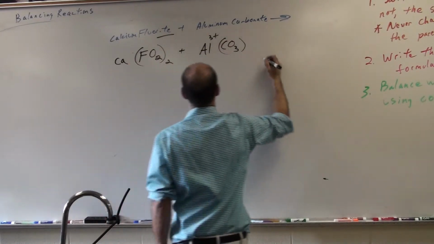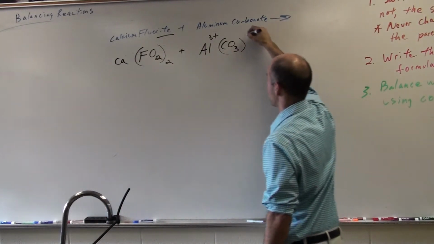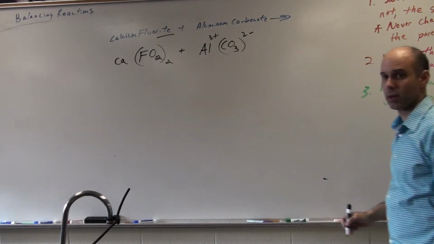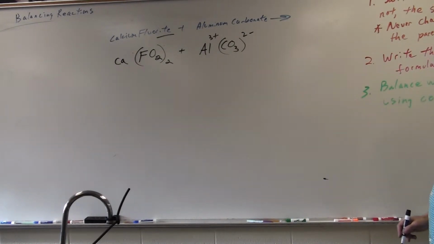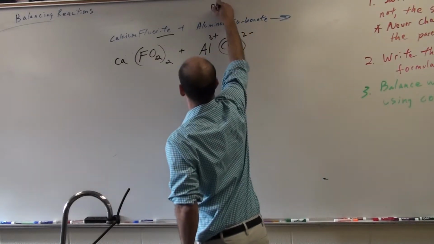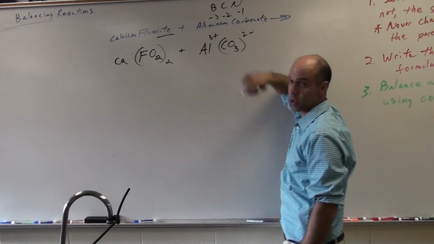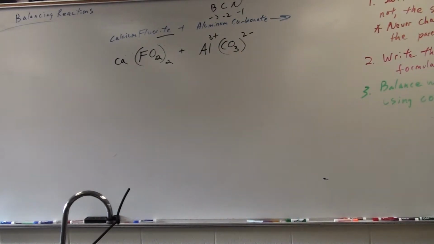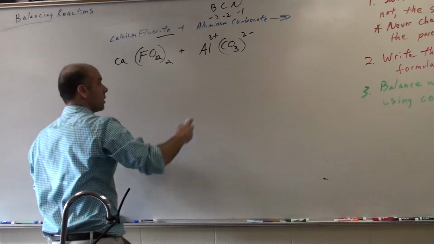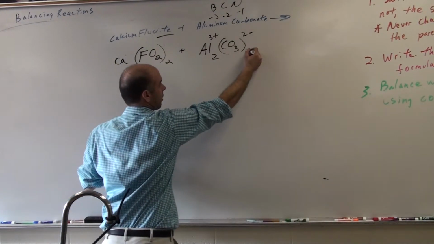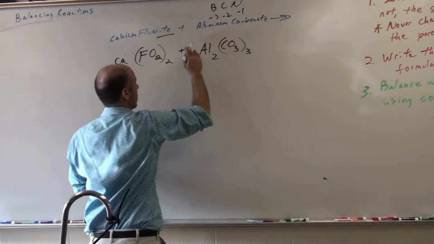Aluminum's 3 plus. The charge on carbonate is 2 minus. You can look that up on Appendix A, or you can remember bacon, right? Borates are -3, carbonates are -2, nitrates are -1. So either you memorize it or you look it up on Appendix A. Crisscross, 2 goes there, 3 goes there. I erase my charges.